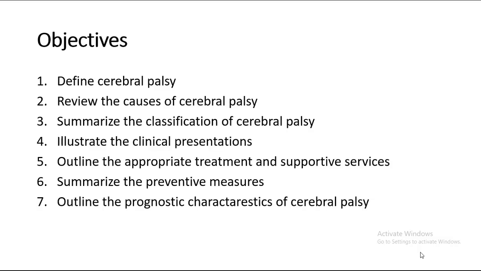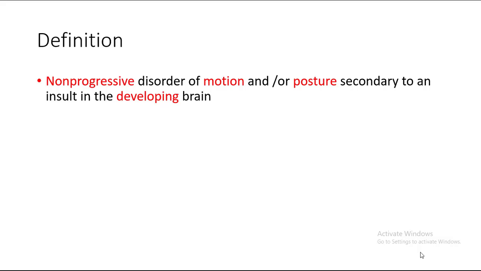The objectives of this lecture: we are going to define cerebral palsy, review the causes of cerebral palsy, summarize the classification, illustrate the clinical presentations, outline the appropriate management and supportive services, summarize the preventive measures, and finally, outline the prognostic characteristics of cerebral palsy. What is the definition of cerebral palsy?